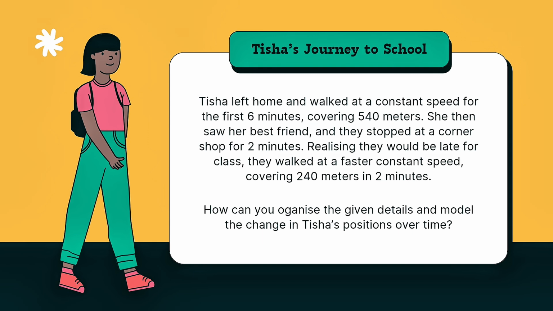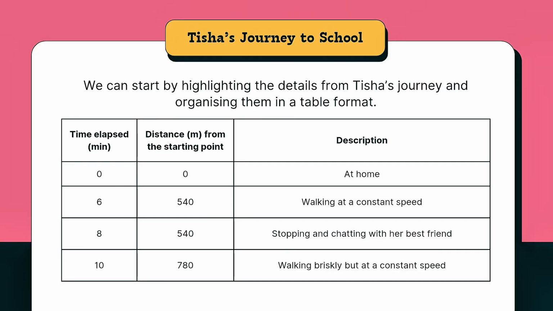Now here comes the important question. How can we organize all this information properly? And how can we show Tisha's journey using mathematics? The answer is, by using a distance time graph. Before drawing the graph, we first organize the information in a table.